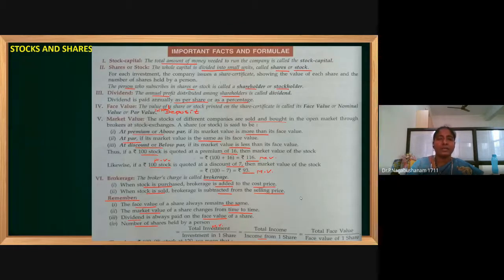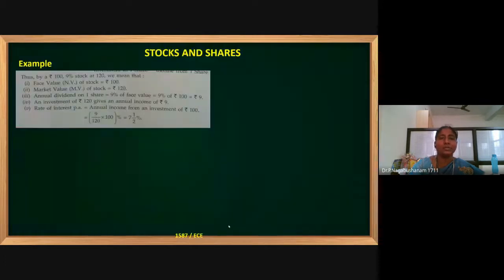The dividend, the income or the profit, is calculated with respect to face value. It can be expressed for an individual share or as a percentage, and the number of shares is calculated like this. These are the basic terminologies we must know in order to go on to problems in stocks and shares. Now I am going to the next discussion.